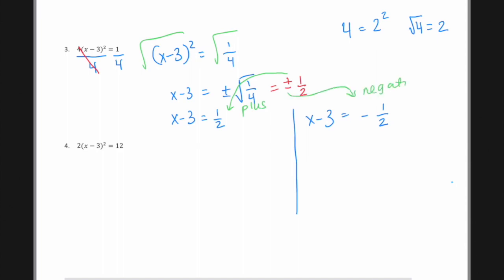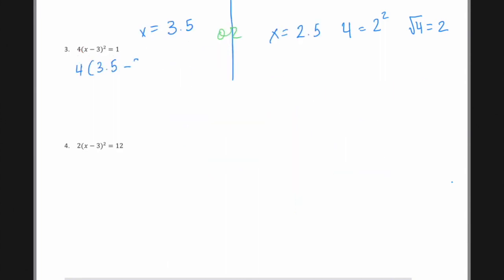Now in algebra, we tend to want to keep numbers as a fraction because it just makes it easier when we plug them in. So this is going to be 3.5. But if you gave a decimal, that'll be okay too. And that is going to be 2.5. And then you just have to plug it in.